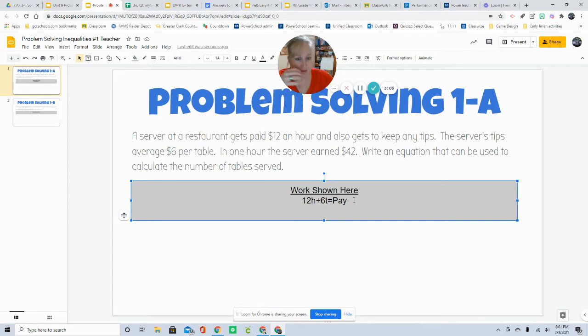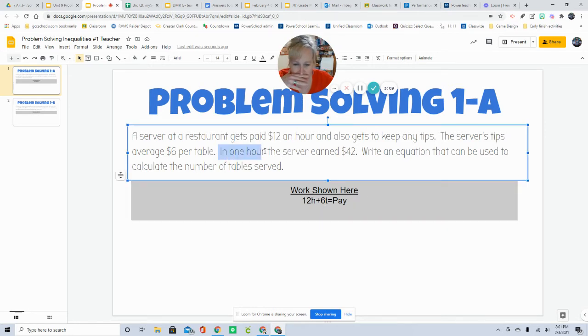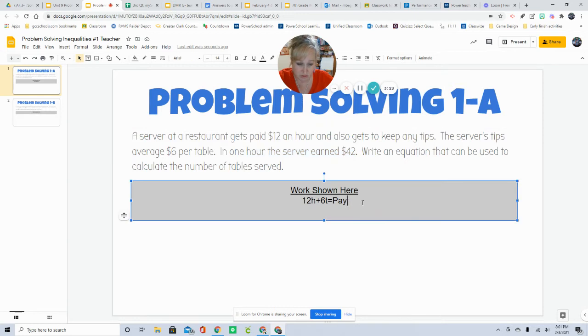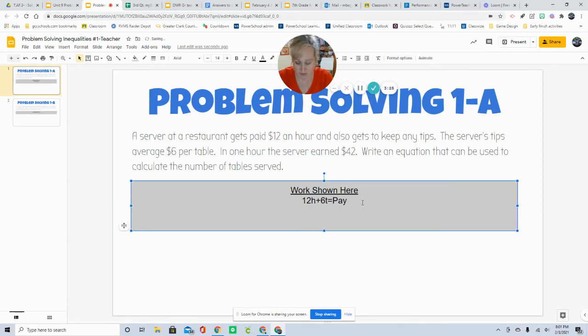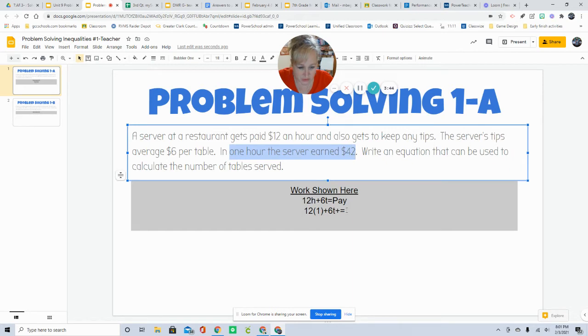Okay, so the next thing that I'm going to look at is right here. It says in 1 hour, the server earned $42. Okay, so that means that I can substitute in some information. It tells me the 1 that I could substitute in for the H. It also tells me his pay. He got $42 in that 1 hour. So I'm going to substitute that information. 12 times the 1 hour that he worked, plus he could make extra money by doing tables, right? Makes sense. Equals his pay, which in this case, for 1 hour, he got $42.